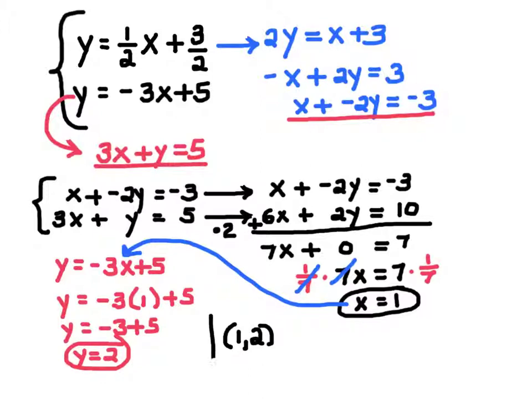Let's put a box around this, and here we have it. We've just solved this system of linear equations using the addition method, and there's our solution, the ordered pair 1, 2. This means that these two lines intersect at the point 1, 2.